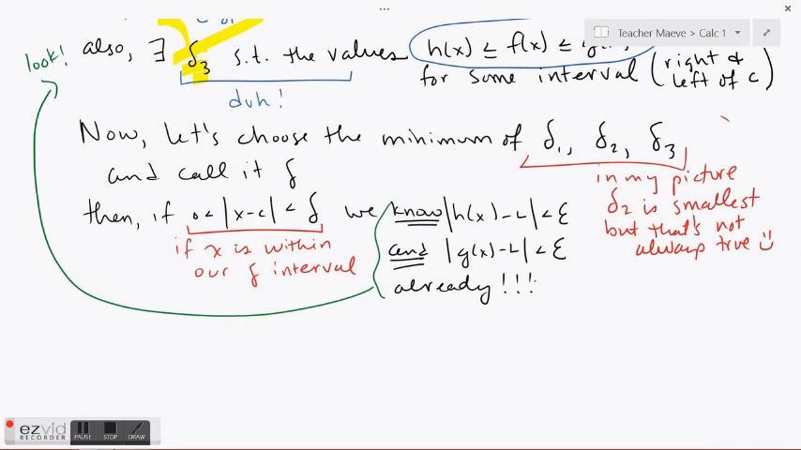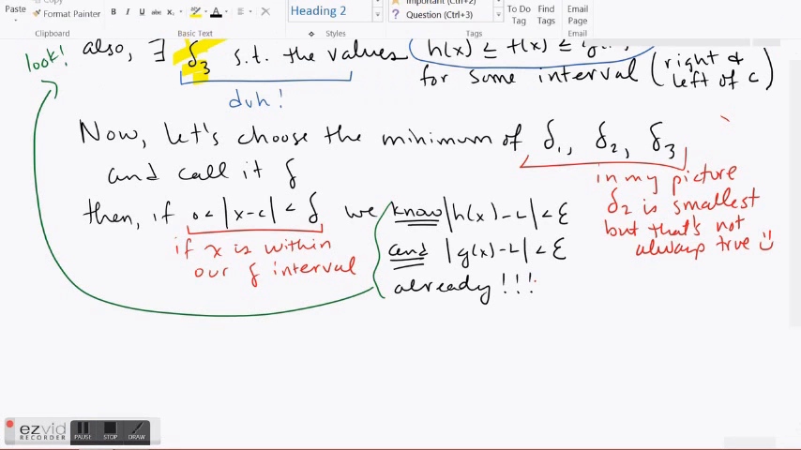Smiley. We're almost done, believe it or not.